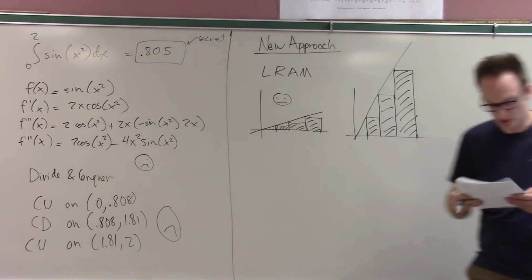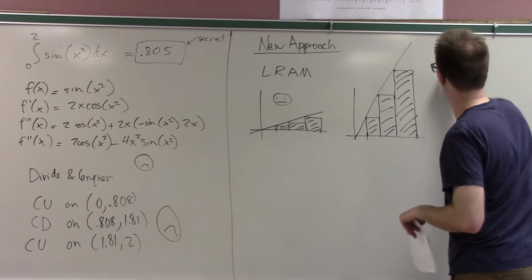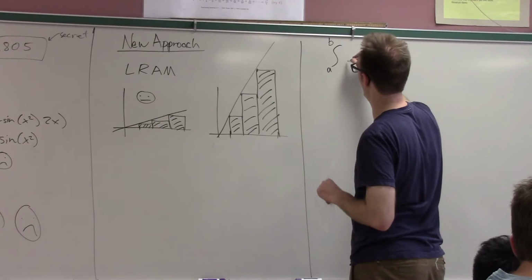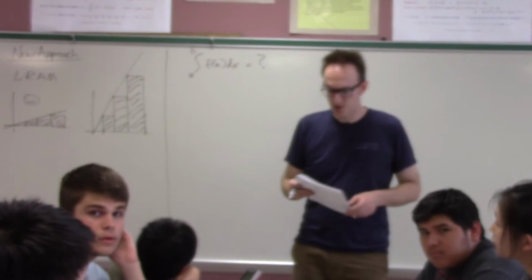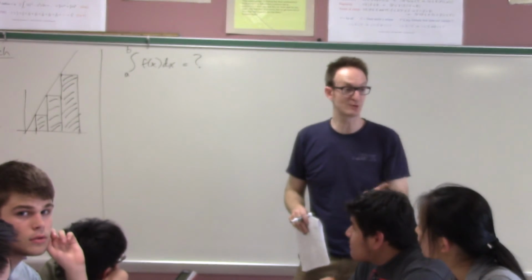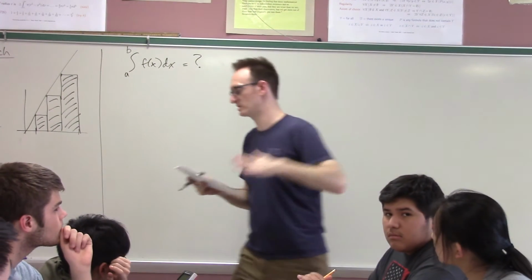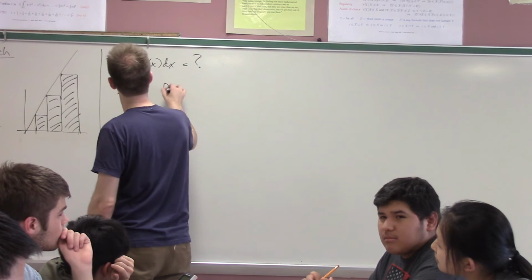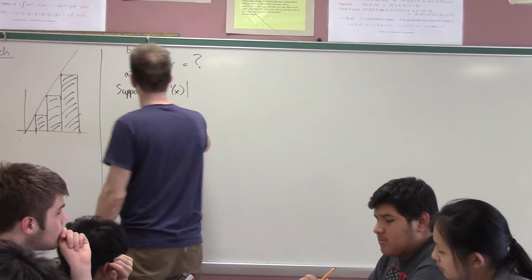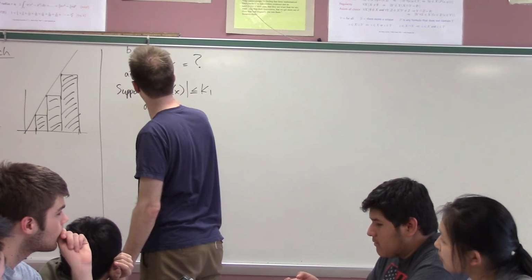Okay, so let's look at a particular function. So here's what I want to do. The goal is I want to take the integral of some function on the interval from a to b. I want to know what it is, and I want to know how much error to expect. Just suppose that on this interval, the biggest the derivative ever gets is some number, let's call it k1. So suppose that the size of the derivative, and I put absolute values because plus or minus, who cares, is less than or equal to some number k1 on the interval a to b.